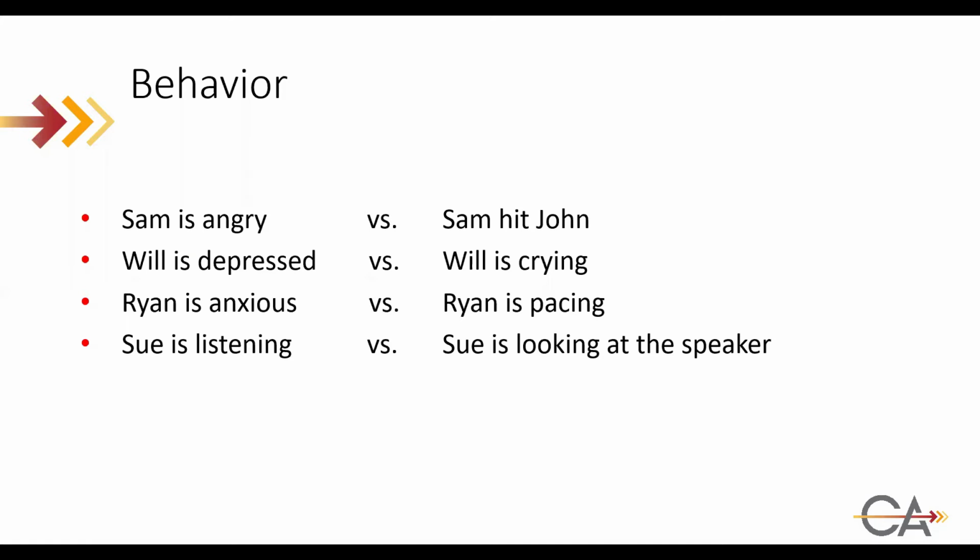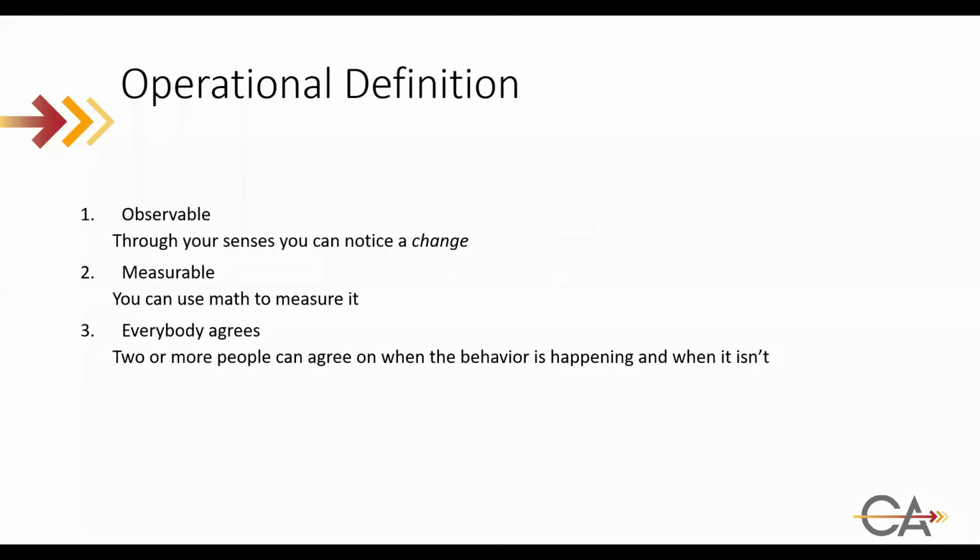Sue is listening. So how do we know she's listening? Well, she's looking at the speaker. She's attentive by having her notes out, things like that. When we're looking at behavior, we want to make sure we're identifying the behavior as opposed to what we think is happening. We do this by giving it what we call an operational definition, or just a definition. We want to make sure that the behavior we're looking at is observable. We want to be able to take it in through our senses so we can notice change. And we can do that by making it measurable. We want to use some sort of math to measure it so we can tell if it's going up or down.